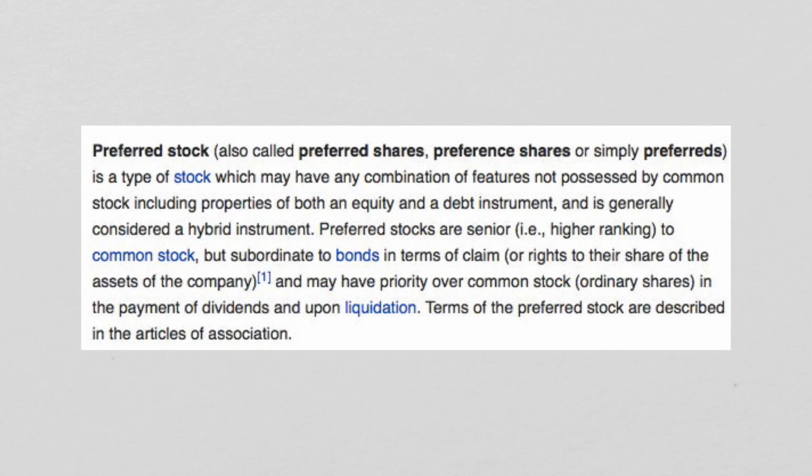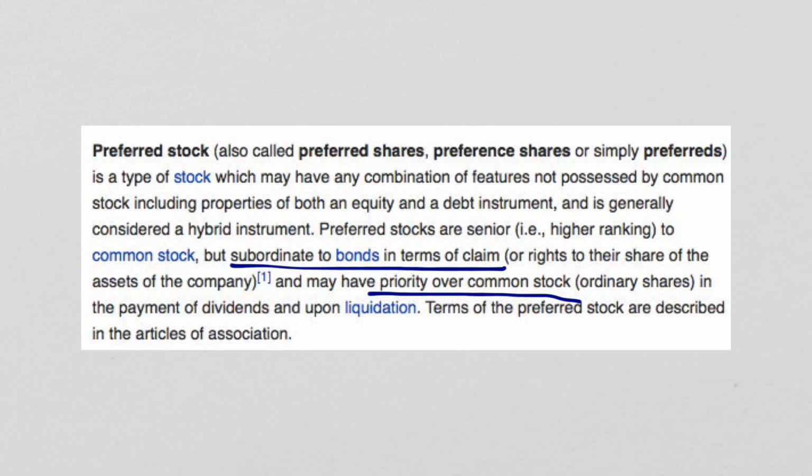Preferred stock, you can read through it. It's a type of stock that's sort of in between bonds and common stock. It has a priority over common stock. That's a key term, but it's not senior to bonds. It's subordinate to bonds in terms of claims or rights. And that's one key part of what preferred stock is all about.